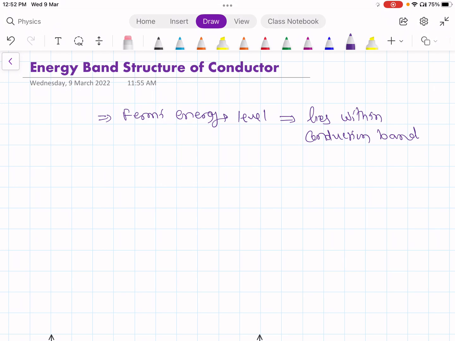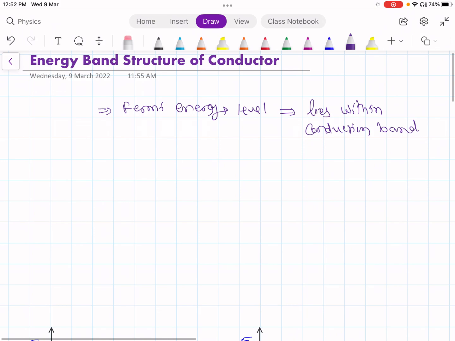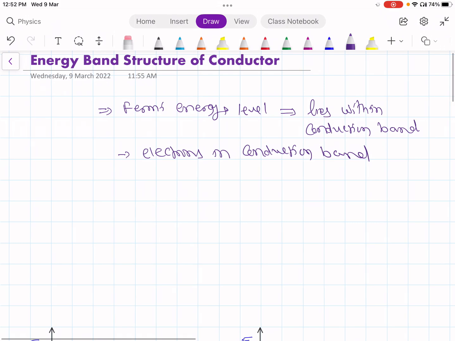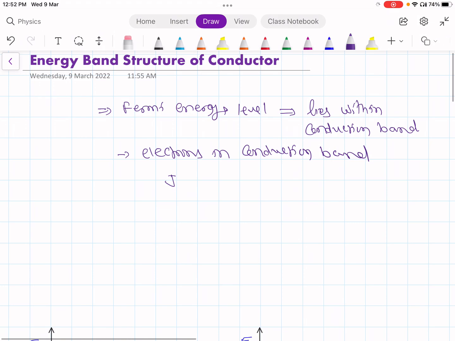In case of the semiconductor, it is in the middle of the energy gap, but in case of the conductor, this energy level is within the conduction band. So what happens in this case? Electrons in the conduction band easily jump to free energy levels.